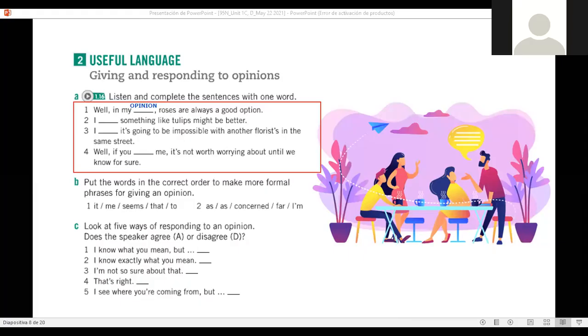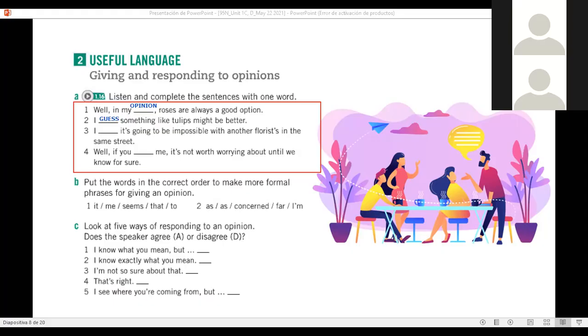So what's the missing word here? Guess. Yes. Perfect, I guess. So, I guess, yo creo que, I guess, something like tulips might be better. Yo creo que algo como los tulipanes podría ser mejor. So, I guess that. Let's move to number 3.